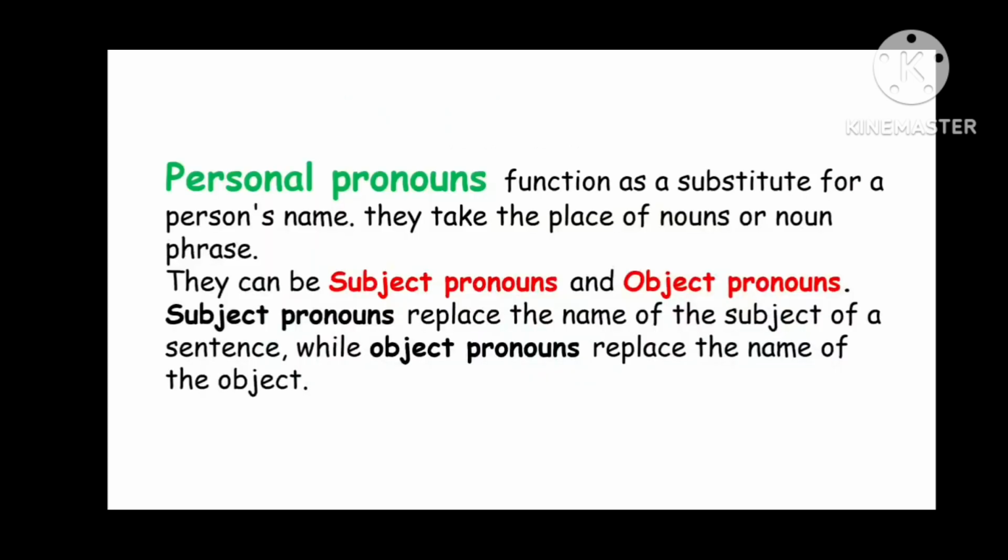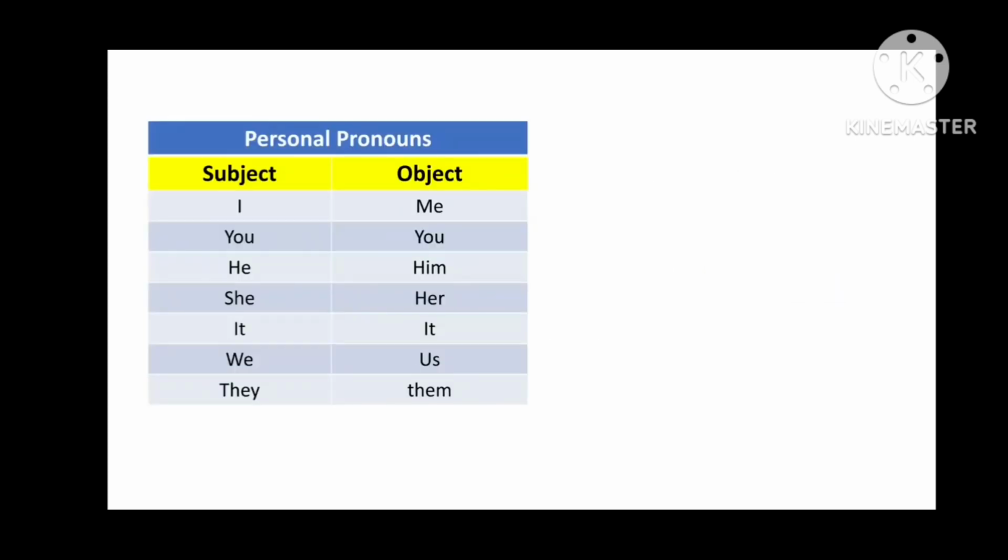First, personal pronoun. Personal pronouns function as a substitute for a person's name. They take the place of nouns or noun phrases in a sentence. That means in a sentence, a personal pronoun can be used in the place of subject and object. Subject pronouns are used in the place of the subject of a sentence, while object pronouns are used in the place of the object of a sentence. I, you, he, she, it, we, they are subject pronouns, while me, you, him, her, it, us, them are object pronouns.